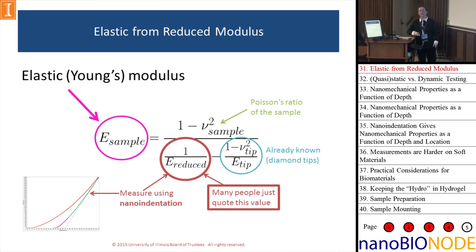Now, once you've got that value, you can turn this into the Young's modulus if that's what you want to publish. But for the Young's modulus, we already know this is a diamond tip, you need to know the Poisson ratio of your sample. The Poisson ratio is, if you think of a rubber band and you stretch it, the relationship between the stretching and the amount the other dimensions shrink. This is kind of hard to measure, and so many people don't know the Poisson ratio for their sample, especially if it's a new material. So many people just quote the indentation modulus. Indentation modulus, reduced modulus, effective modulus, these are all the same thing.